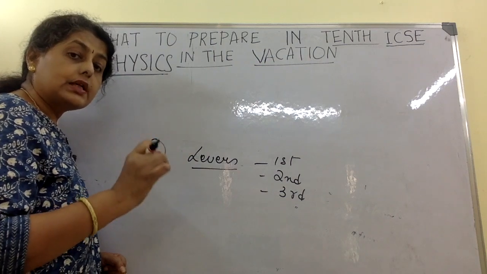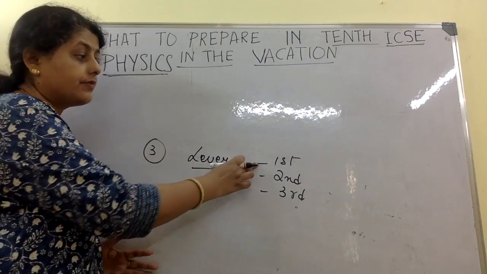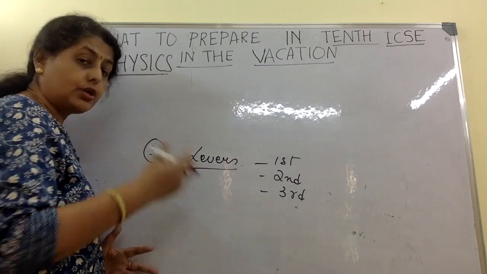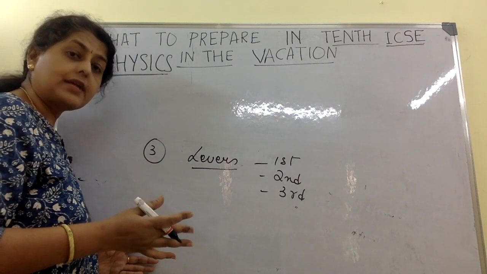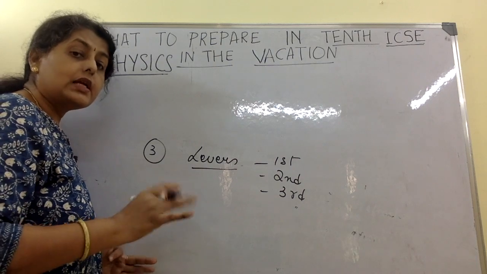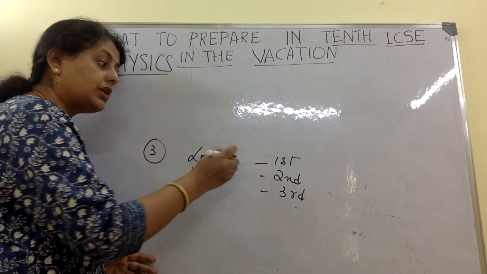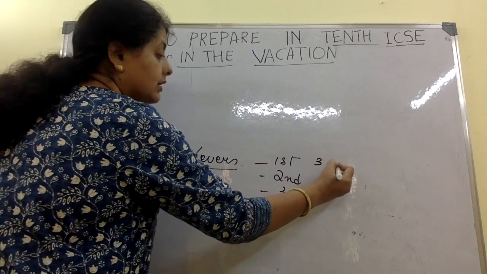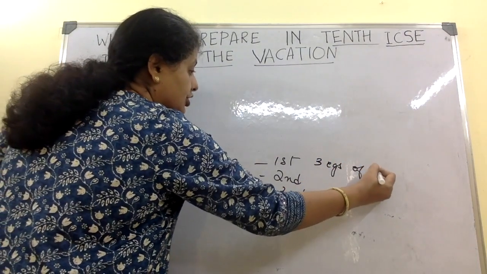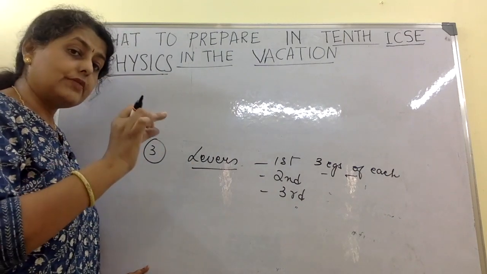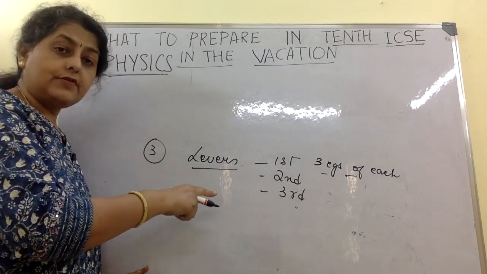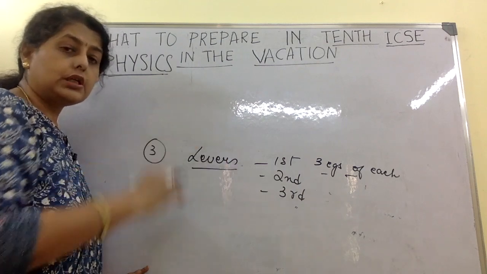Okay, so you have to know a wheelbarrow is a first type and scissor is what type, or a nutcracker is what type of lever. Okay, so you have to also know 3 examples of each. But then you have to know the diagram, you have to know the figure and know which kind of lever it belongs to. That way also you will have to learn it.